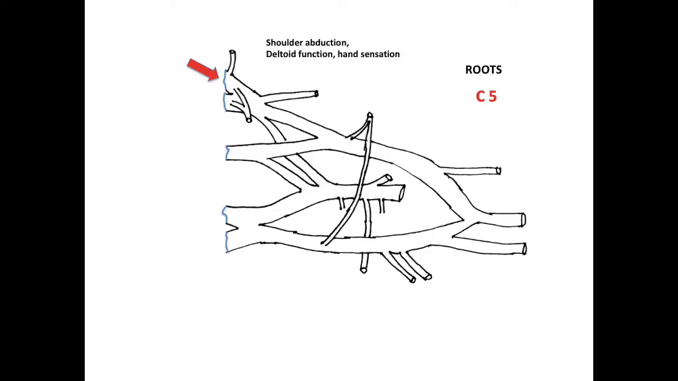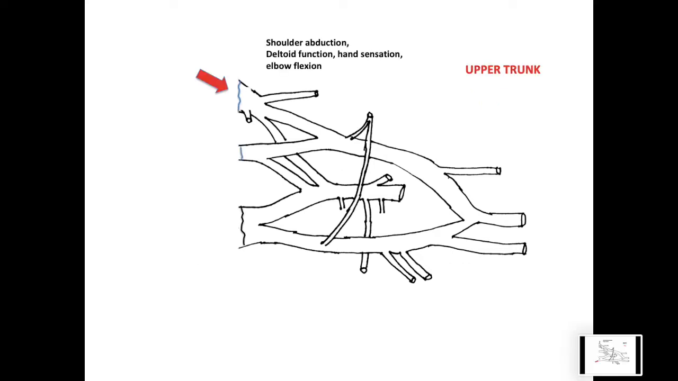If you do a nerve transfer to the C5 root, you get shoulder abduction, deltoid function and hand sensation. On the other hand, nerve transfer to the C6 roots will give you all the above along with elbow flexion. A transfer to the C7 root will give us elbow extension, finger extension and hand sensation. A nerve transfer to the C8 root will give us finger extension, finger flexion and shoulder adduction. And nerve transfer to the T1 root will achieve hand intrinsic function along with finger flexion.